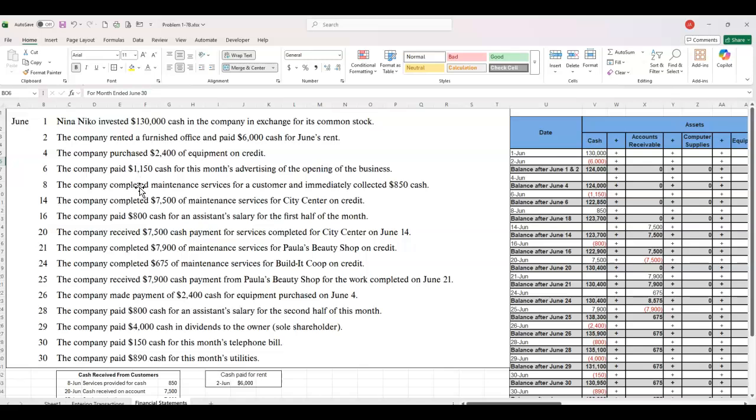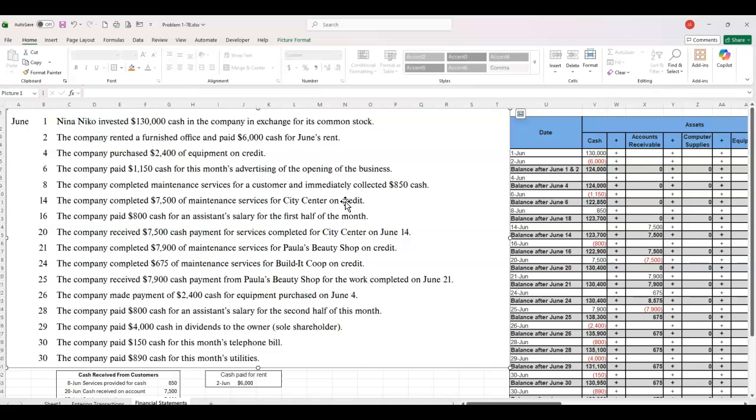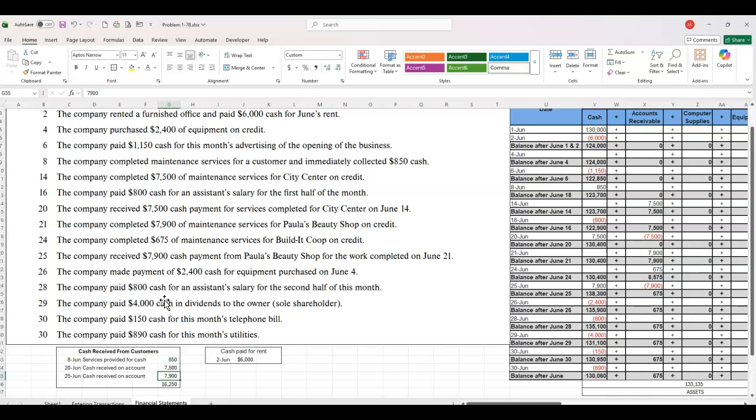We completed maintenance, collected $850 in cash. That's here. We did some maintenance on credit, and then we received that payment. That's that $7,500 in payment. We did the maintenance on credit, which has nothing to do with cash, but we received that cash later. And then we completed some more work on credit, and we received that payment later. That's the last. We didn't receive any more payments.